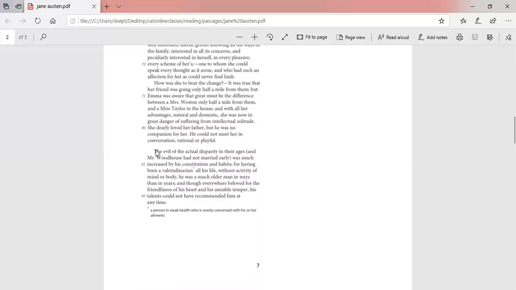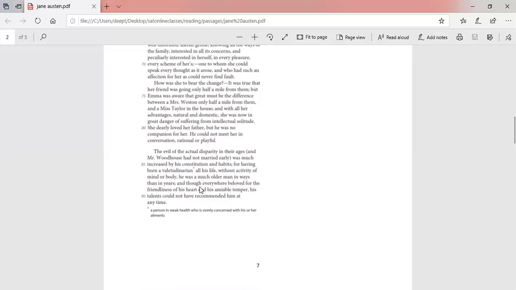Last paragraph, the factual disparity in their ages. So we're talking about father here. That means father's age. Mr. Woodhouse had not married early, was much increased with the constitution of habits and mind, body, older man in years. So we know that this paragraph talks about the man, the father.